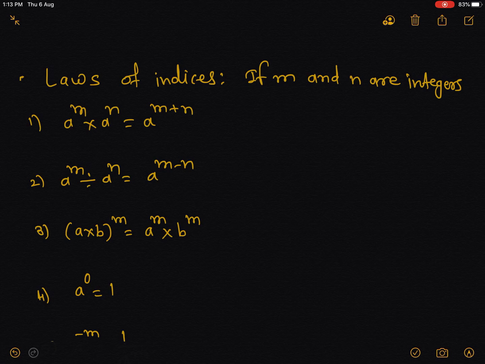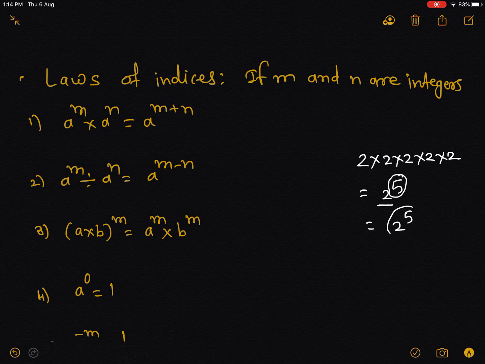In earlier standards, we have learnt about indices and laws of indices. See here an example, the product of 2 into 2 into 2 into 2 into 2. It can be expressed as 2 raised to 5, in which 2 is the base and 5 is the index, and 2 raised to 5, this whole number, is the index form of the number.